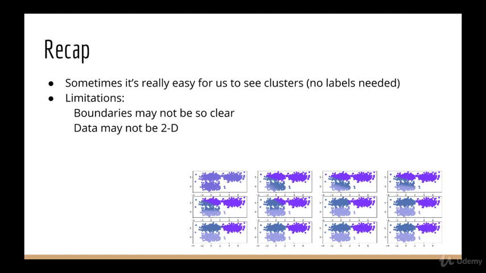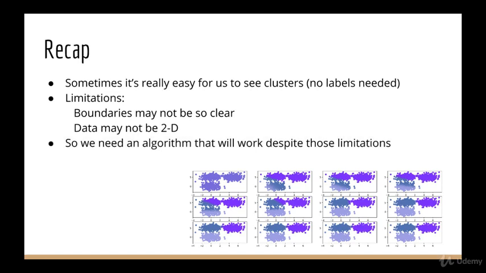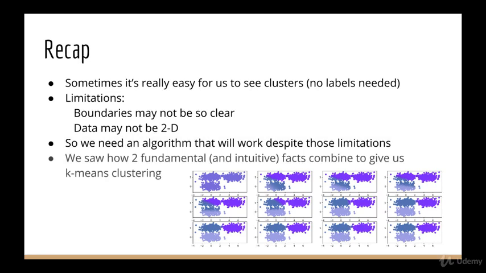So what we would like to have is an automatic algorithm that can find clusters for us, given any arbitrary dataset. Finally, we looked at two fundamental facts about clusters: the fact that each point should be assigned to the cluster it's closest to, and the fact that each cluster center should just be the center of each point that belongs to it. We saw that when we combine these two facts together, we get the k-means clustering algorithm.